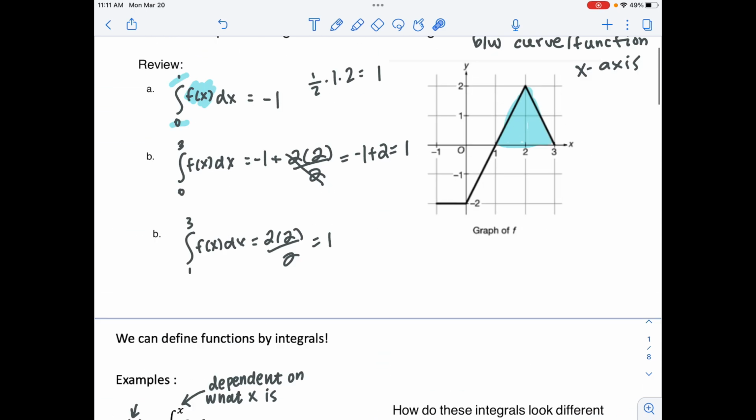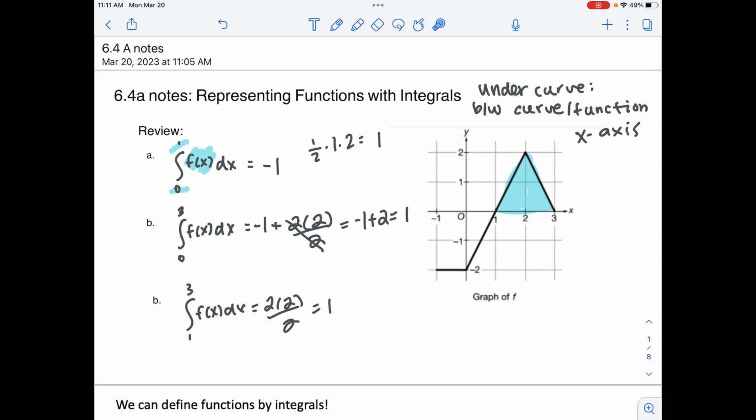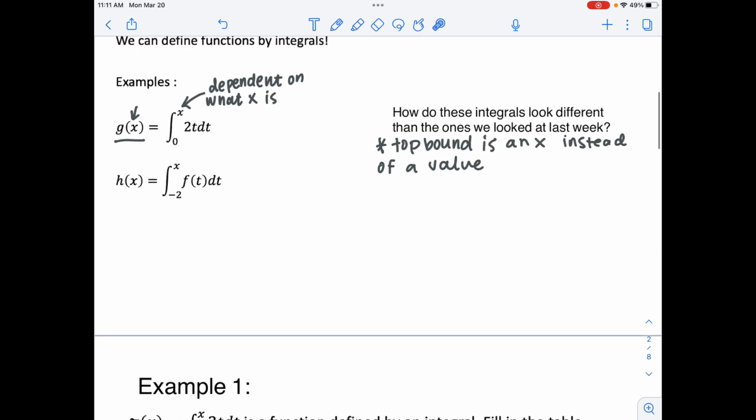And if I go back to this page up here, the top bound was 1, the top bound was 3, the top bound was 3. And so there was always a value in there. And so the reason this notation is important is, let's say we have a new curve.